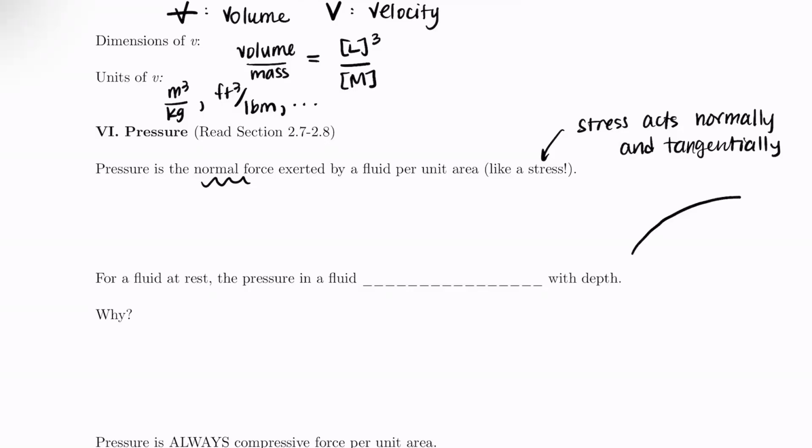Okay. So just to clarify what I mean by that. If we have some surface, so this is our surface. Generally, any force that we might have on this surface will have a normal component, and it'll also have a tangential component.